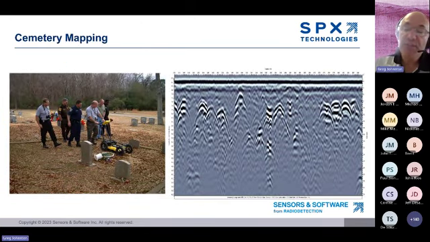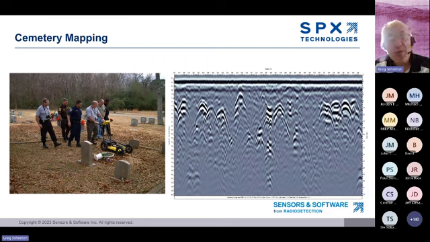Providing the GPR signals can penetrate the soil, which is not always a given, finding graves with coffins is pretty straightforward, as this example on the right shows. Clearly, we can see coffins at different depths, different spacings, and different materials as well.